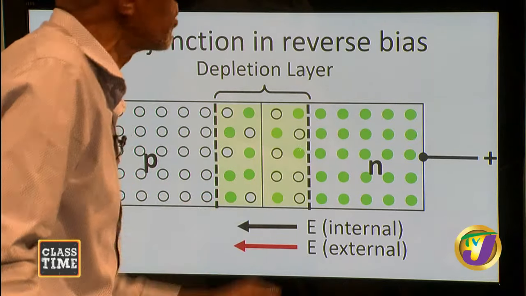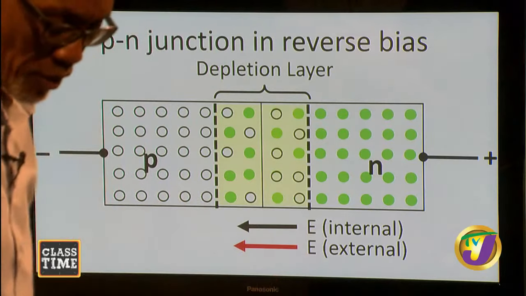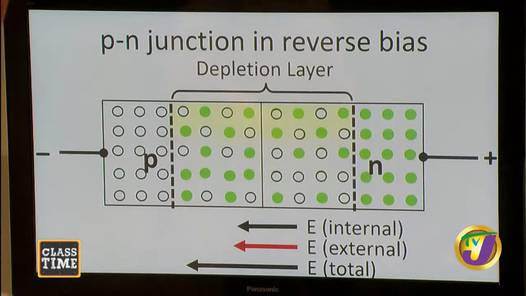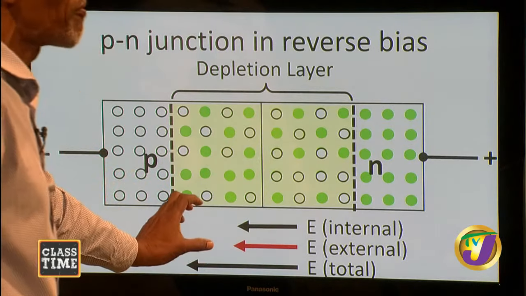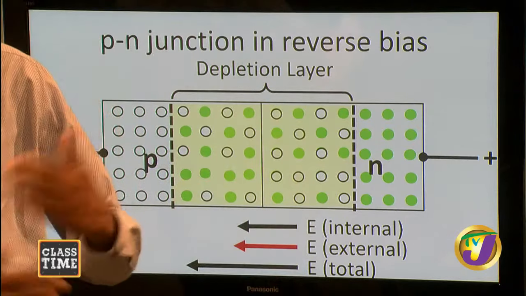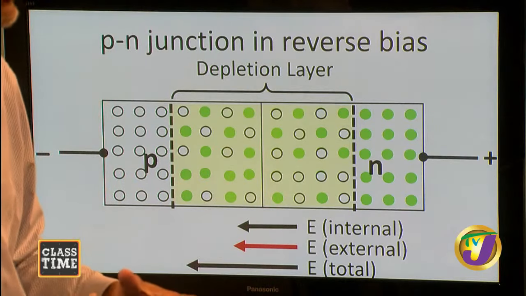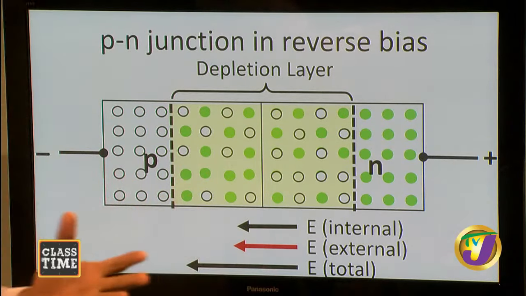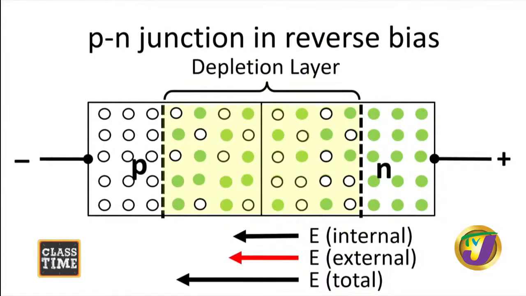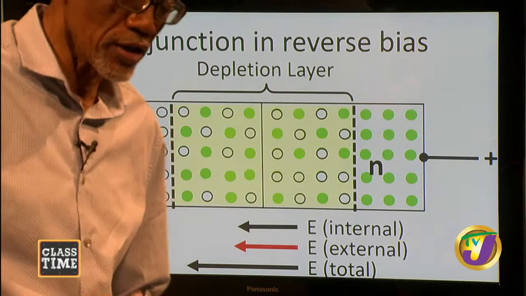But if you notice, these two electric fields, which are vector quantities, are in the same direction. And so what happens is that we get a large electric field. And this large electric field causes more diffusion to take place until, again, the electric field becomes strong enough to stop the diffusion once again. Okay, and so that large electric field will cause the depletion layer to widen. And so what happens? Nothing flows. If you increase the potential difference, all you do is increase the depletion layer, and it prevents current from flowing. So when a diode is in reverse bias, it does not allow current to flow through it.